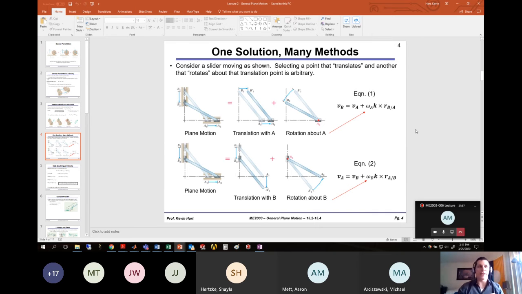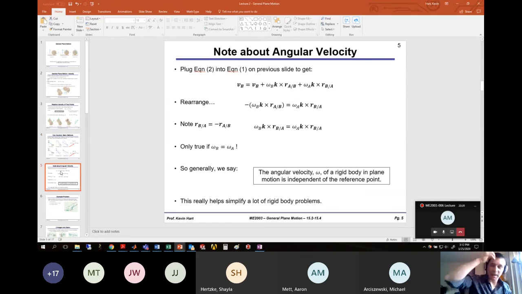So we might think about plugging one equation into the other to see if we can learn some information about, let's say, the angular velocities or the velocities generally in this particular situation. Okay, so let's go ahead and take a look at what happens if we look at equation 1 and equation 2 and plug one into the other. So let's make a note here about angular velocity by plugging equation 2 into equation 1.